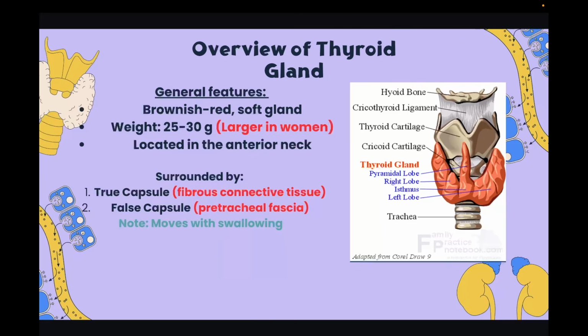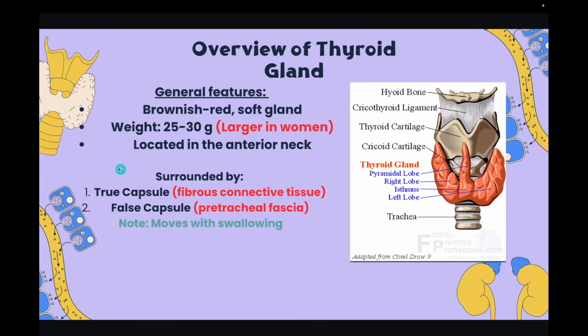Okay, before we get into the anatomy of the thyroid gland, we need to know what the thyroid gland is in the first place. So, the thyroid gland is a brownish-reddish soft gland that covers the anterior part of the neck, or you could also think of it as the anterior part of the trachea. It does not only cover this anterior part, it goes around the trachea and covers it. It also weighs around 25 to 30 grams, which I don't really think you need to know. And you need to know that it's larger in women than in males.